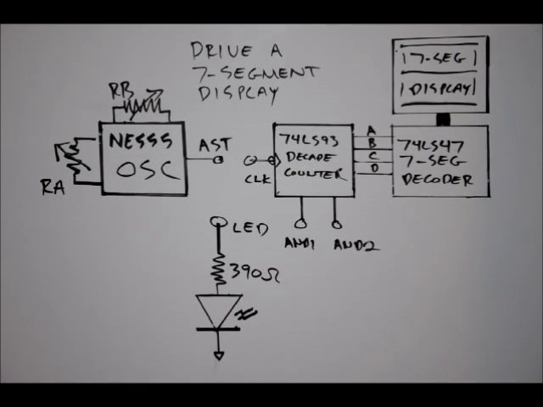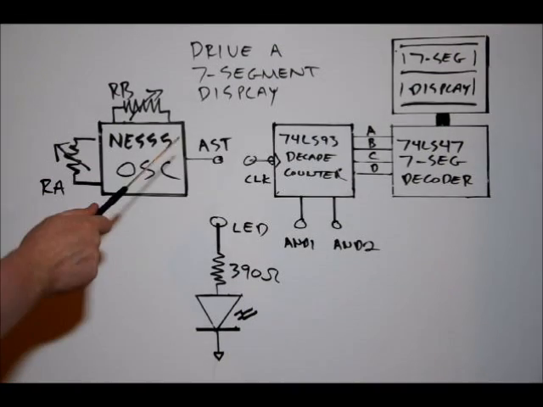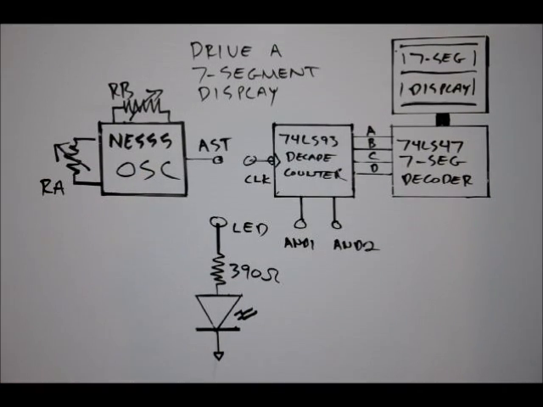This is project number 7 for our multi-project electronics learning board. Today we're going to drive a 7-segment display. We're going to drive it using a 555 timer oscillator in Astable mode, a 74LS93 decade counter, and a 74LS47 BCD to 7-segment decoder/driver to our common anode 7-segment display. Now this is a block diagram.